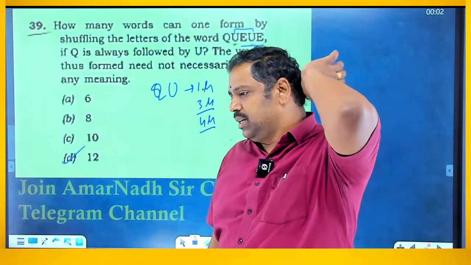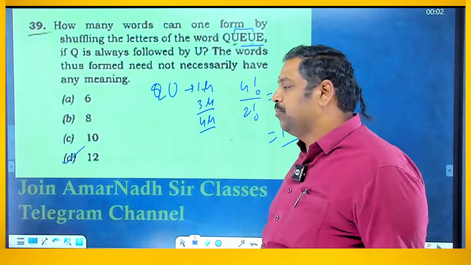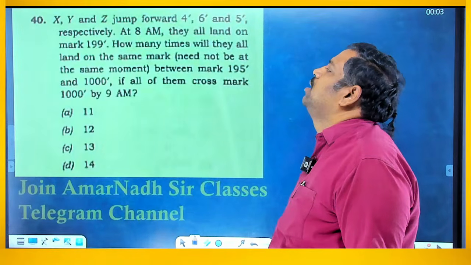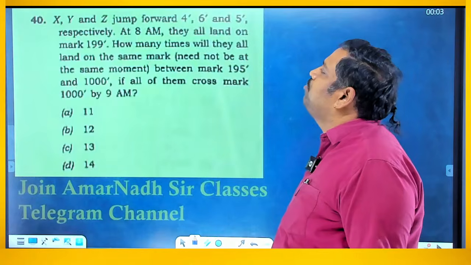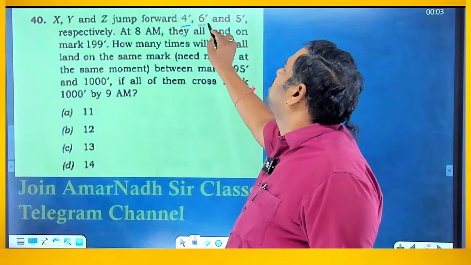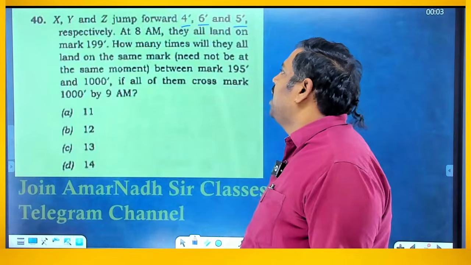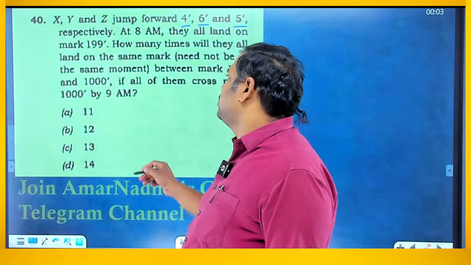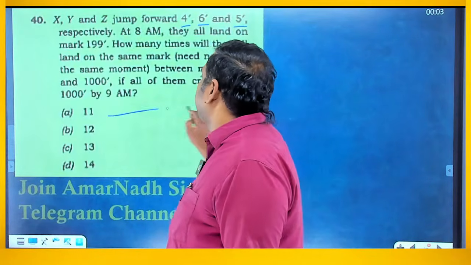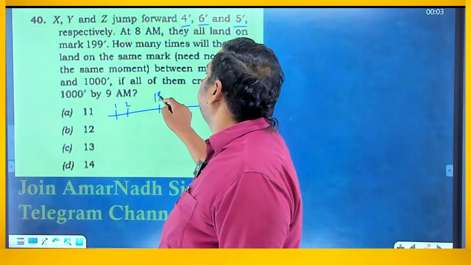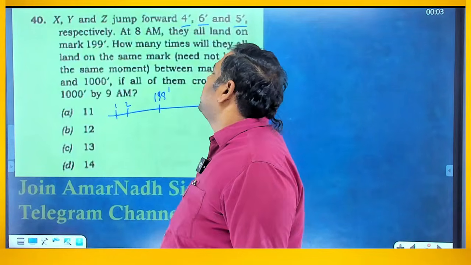Okay, let's see the next one. X, Y, and Z jump forward 4, 6, and 5, which means 4 feet, 6 feet, and 5 feet respectively. At 8 a.m., they all land on mark 199 feet. So they are jumping, this is the first foot, this is the second foot, like that, and at 199 feet they met when the time is 8 a.m.